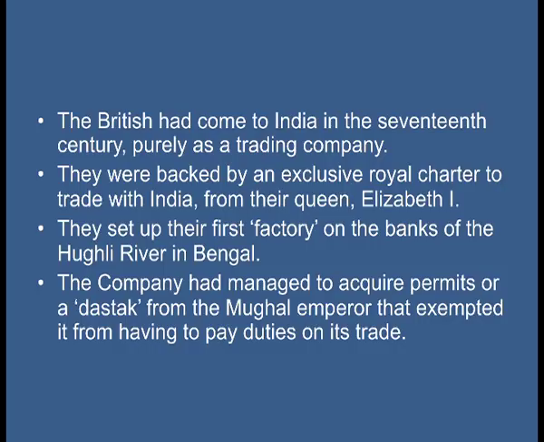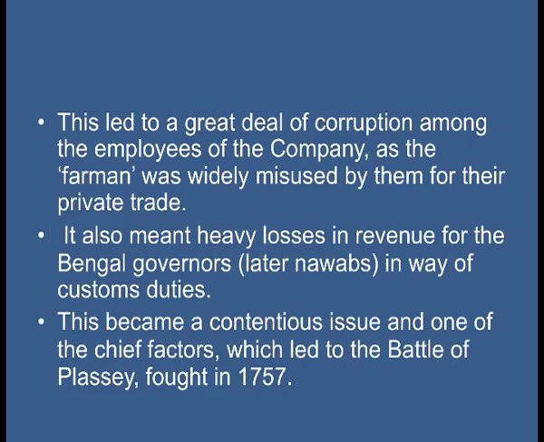The company had managed to acquire permits, or a dastak, from the Mughal emperor that exempted it from having to pay duties on its trade. This led to a great deal of corruption among the employees of the company, as the farman was widely misused by them for their private trade. It also meant heavy losses in revenue for the Bengal governors, later Nawabs, by way of custom duties. This became a contentious issue and one of the chief factors which led to the Battle of Plassey, which was fought in 1757.